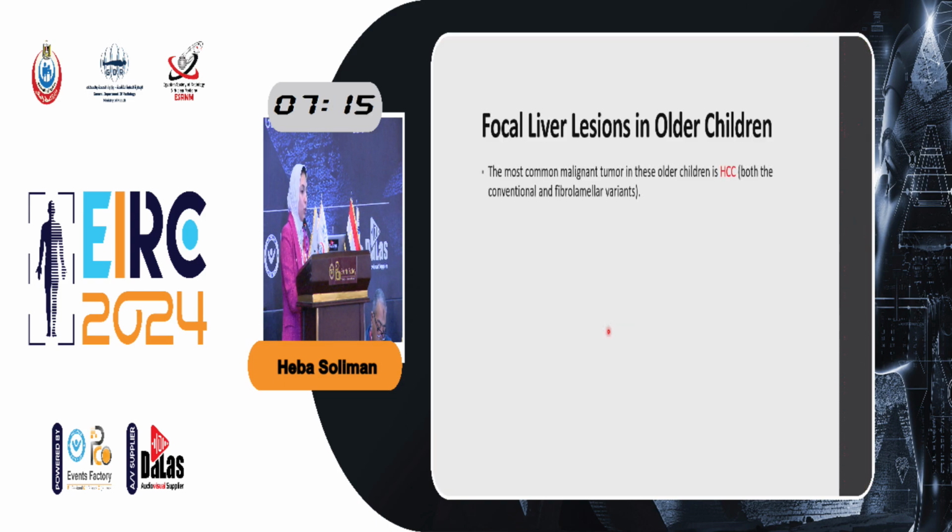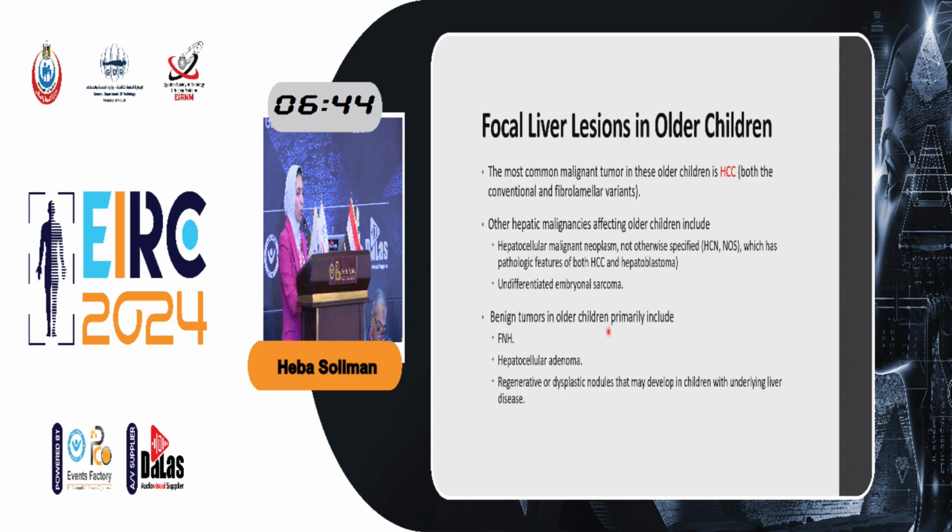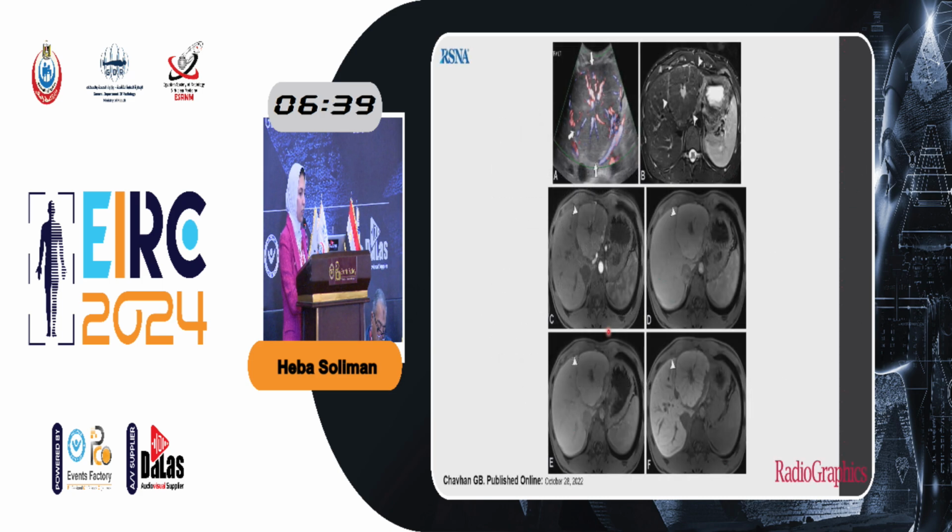Moving to the focal lesions in older age children, typically more than 10 years. The most common malignant tumor in those children is HCC, hepatocellular carcinoma, including the conventional and the fibrolamellar types. Other malignancies encountered in this age group are hepatocellular malignant neoplasm, not otherwise specified, or undifferentiated embryonal sarcoma. Benign tumors, like in the adult, include FNH, hepatocellular adenoma, and regenerative or dysplastic nodules on top of chronic liver disease.